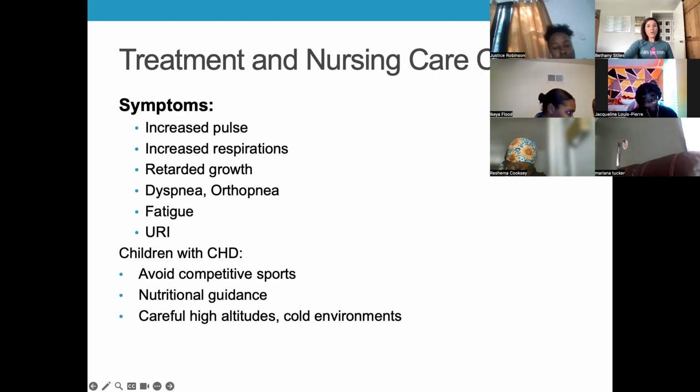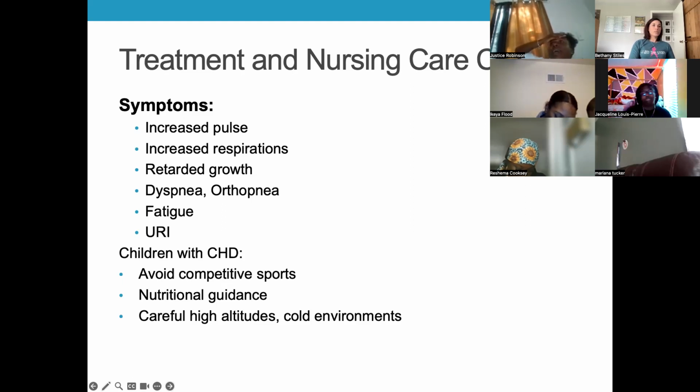So when we're caring for any patient with congenital heart disease, some of the things that we see are an increased pulse and respirations. We see delays in their growth. We can see difficulty breathing, or we can see that dizziness when they're standing. They'll have overall fatigue, and they're at increased risk of upper respiratory infections, especially if they've got that increased pulmonary blood flow.